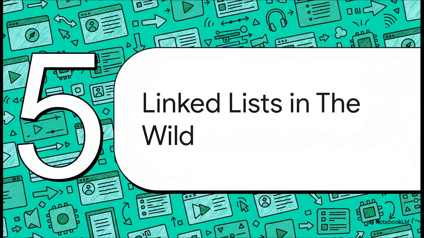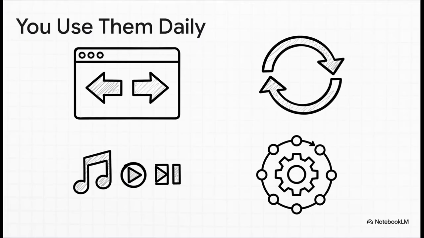So, keeping these trade-offs in mind, where do we actually see these things being used? The answer is pretty much everywhere. You use them every single day. Your browser's back and forward buttons? That's a classic doubly linked list. The undo-redo feature in your favorite text editor? Yep, also a linked list. That next button in your music app? It's just following a pointer to the next node. Even your computer's operating system uses a circular linked list to give every single running application a fair turn at using the processor.